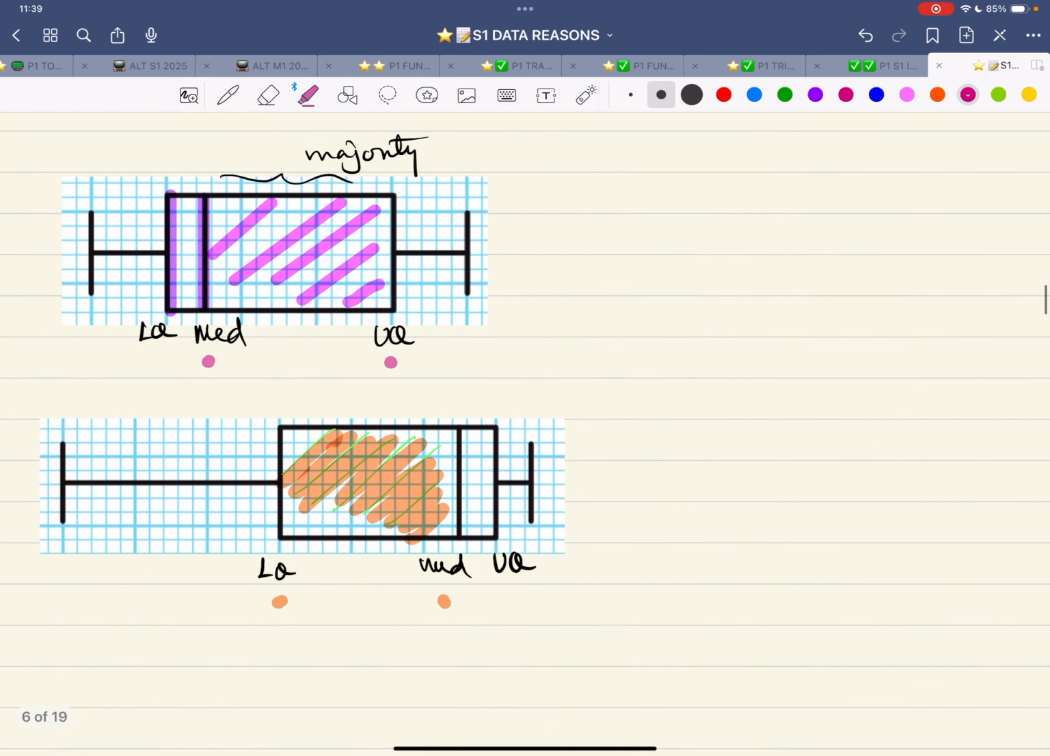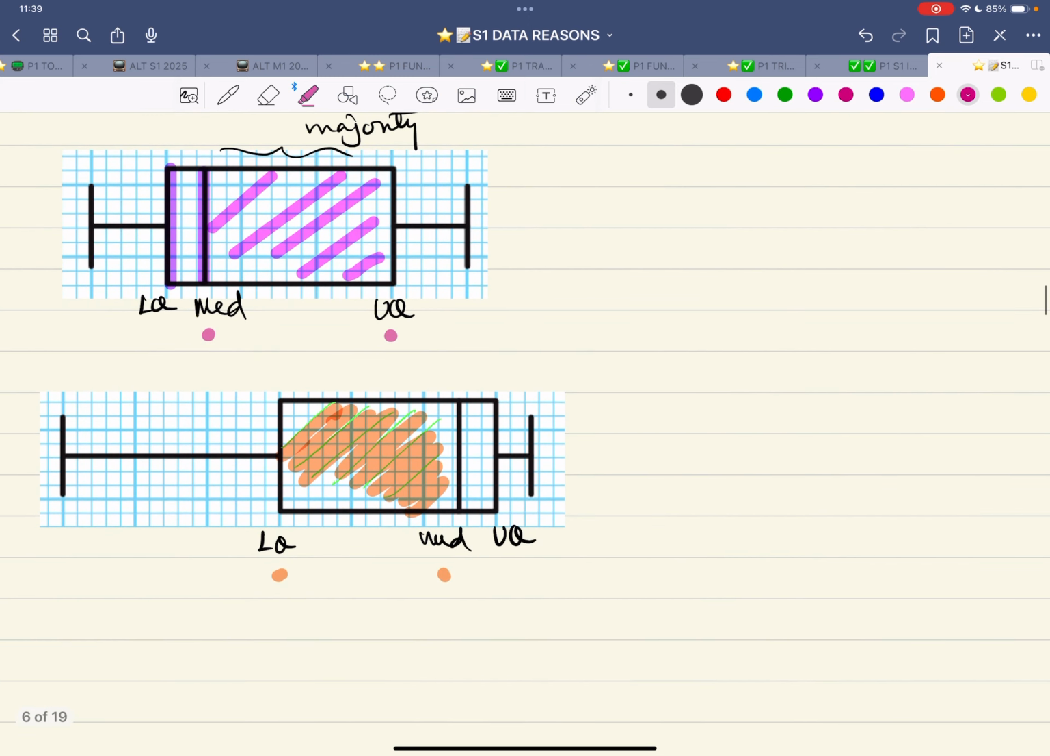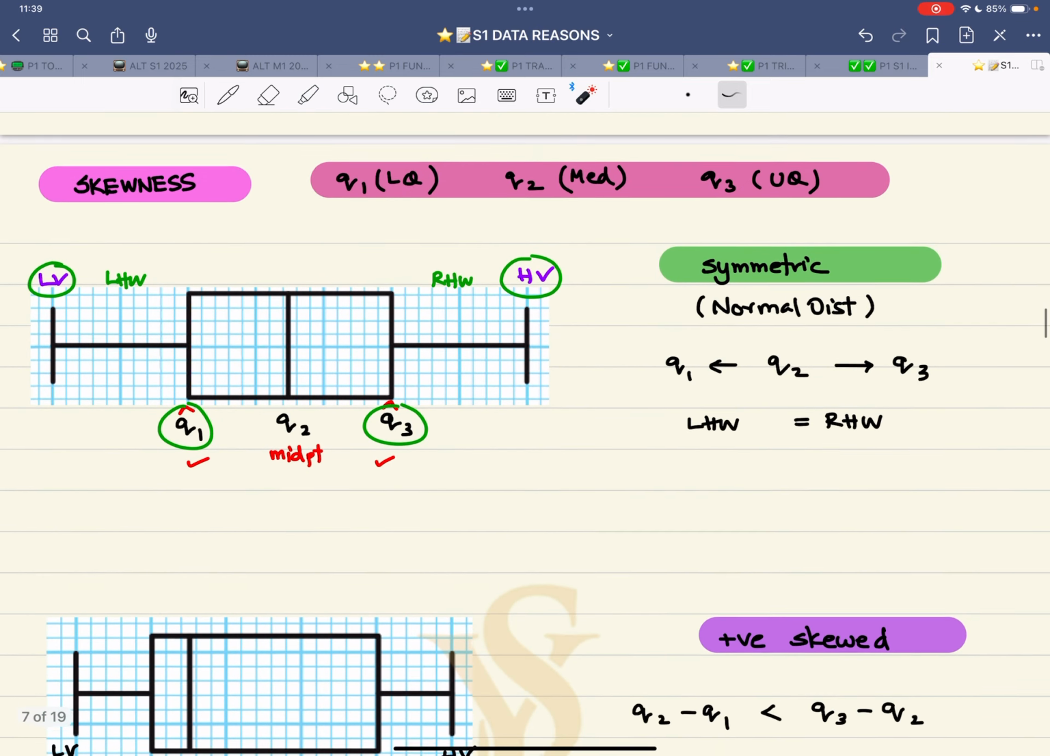Now, what is the conclusion? And one other thing that we observe is that this line is a lot longer. Over here, the two lines are of equal length, but the difference between median and upper quartile is much more than between median and lower quartile. And this is the opposite. Now, let's look at each one of them.